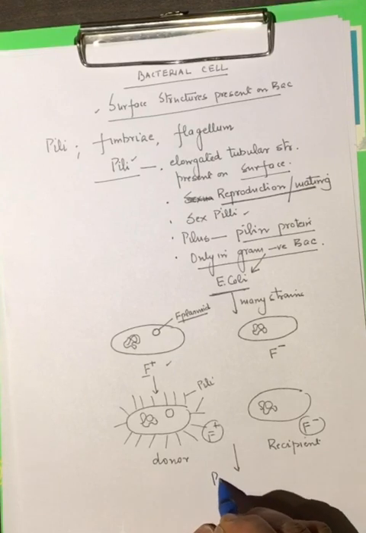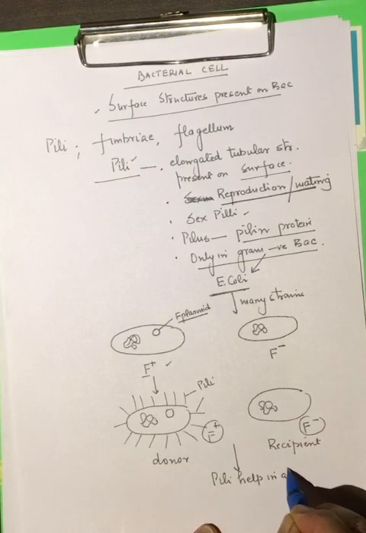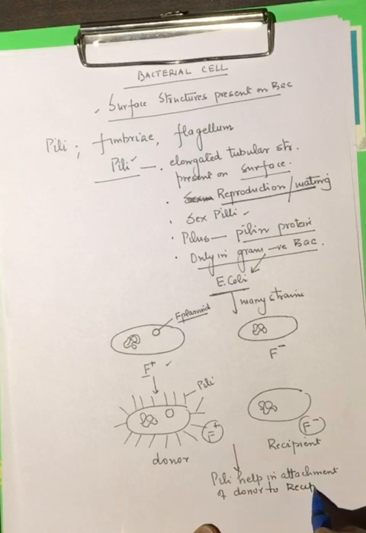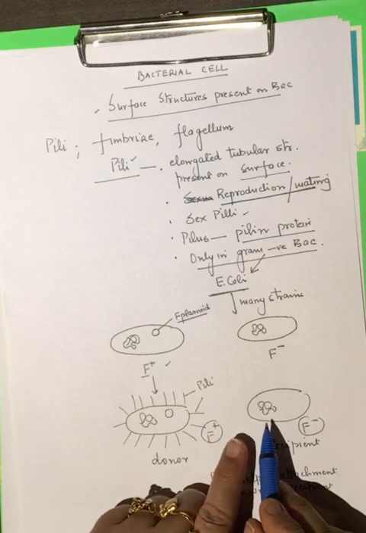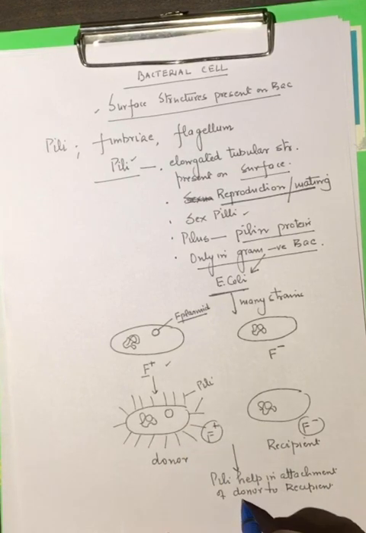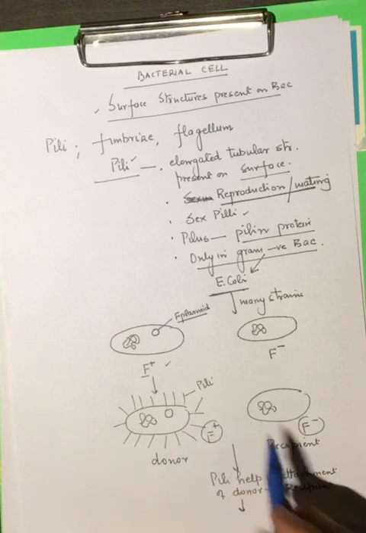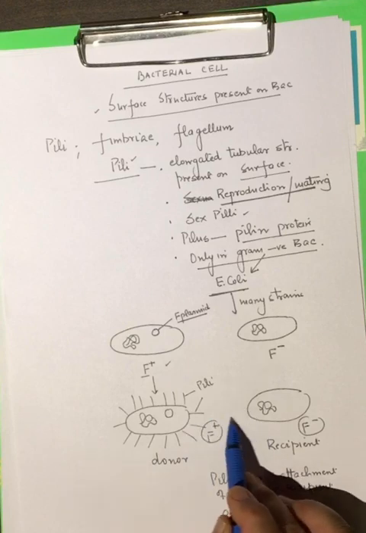So the pili help in the attachment of the donor to the recipient. They are helping in a sort of mating. The two bacteria come closer, and then between the two bacteria a conjugation tube is formed.